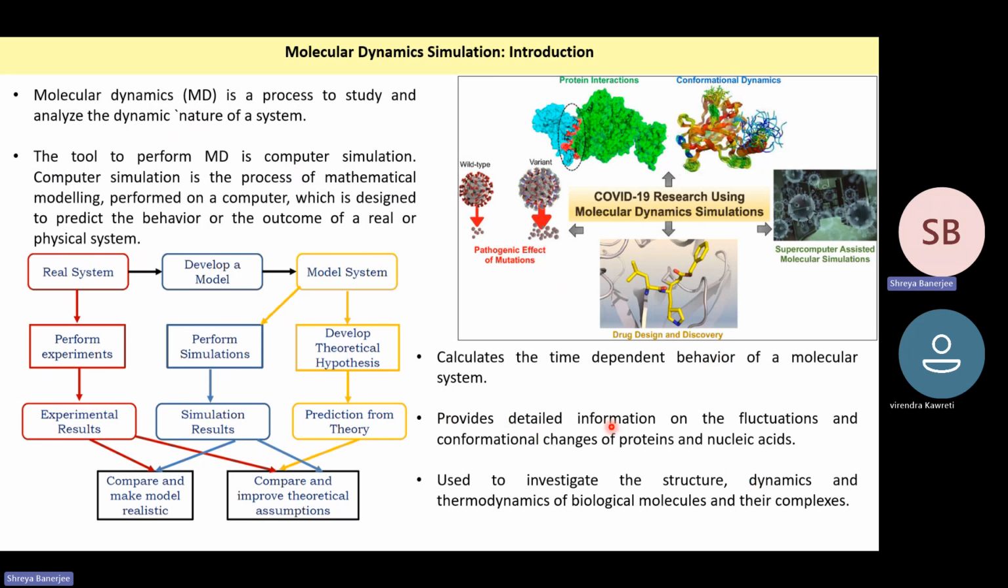Then it can provide detailed information on the fluctuations and conformational changes of proteins and nucleic acids. Each side chain of each amino acid can fluctuate with time and adopt different conformations. Suppose among the multiple conformations, only one of them is the active conformation, which is binding with the drug or the enzyme. All that information can be gotten from molecular dynamic simulations.